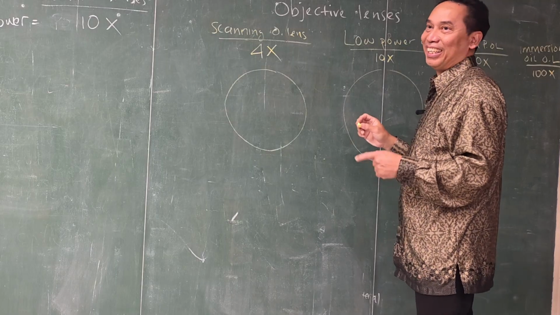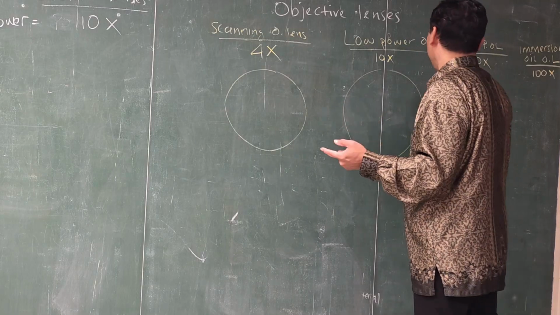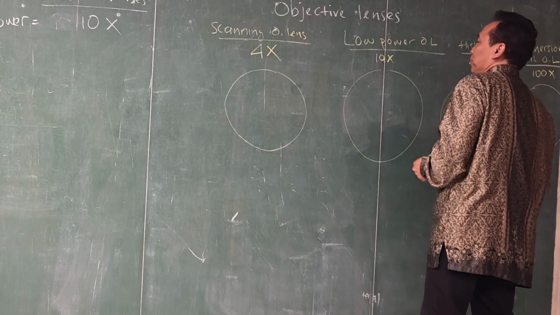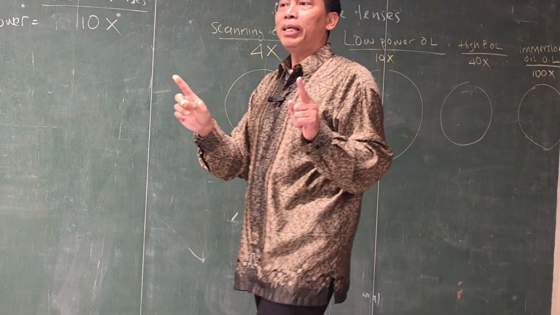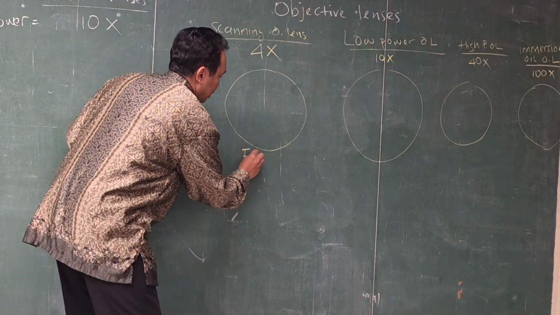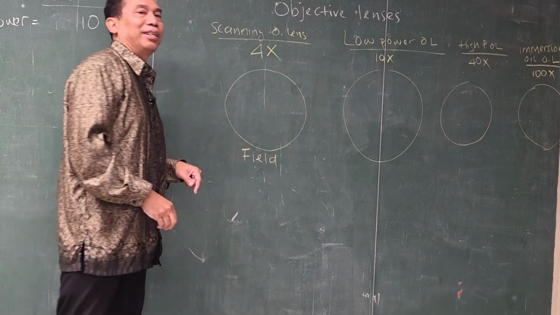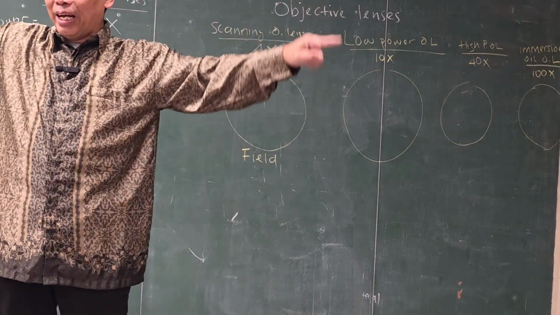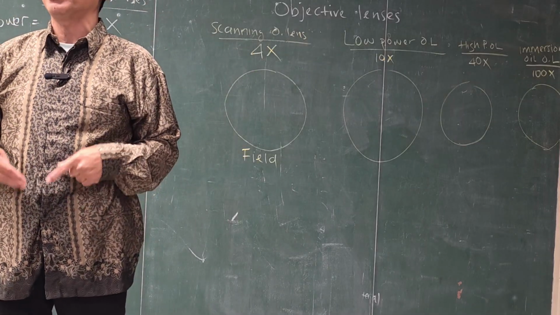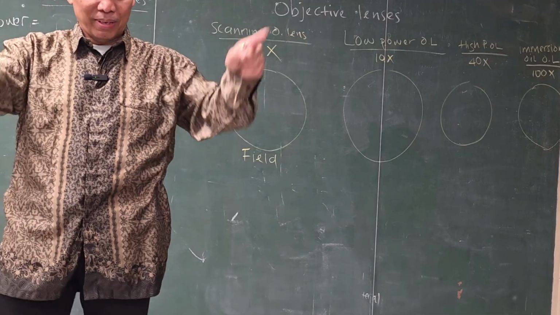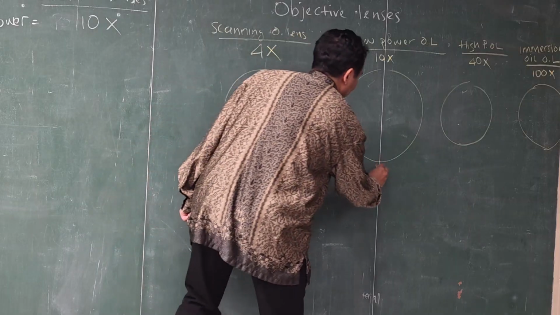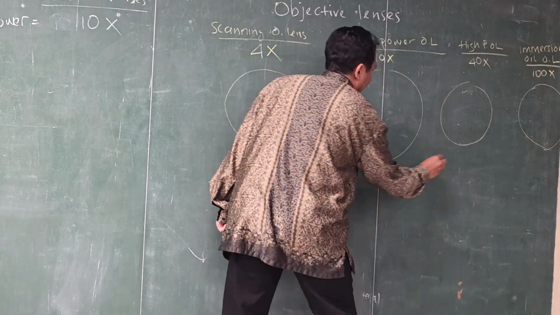What do you see? The same, right? Just a circle. Okay. Are you with me? This thing, this is what we call the field. So the whole thing that you see under the microscope, the whole circle that you see under the microscope, is called the field. Field, area. Get it? So this is the field.